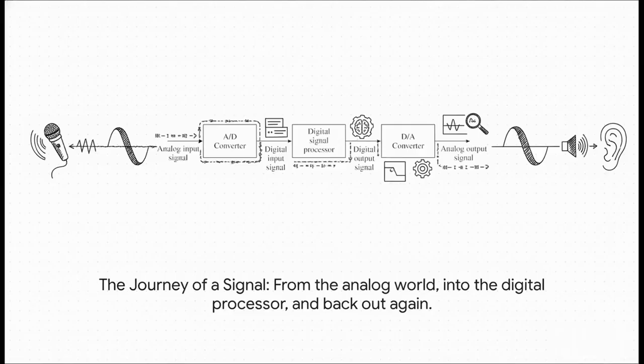Then those numbers get zapped into the digital signal processor in the middle. This is where all the cool stuff happens, where we clean it up and change it. And finally, those new numbers go through a digital to analog converter, the DA box, to become the nice, clear sound you hear coming out of a speaker.